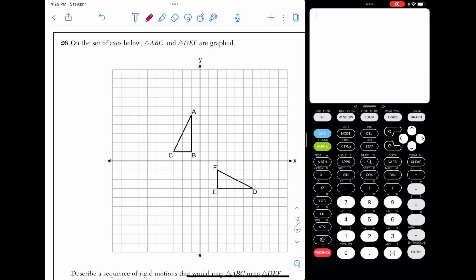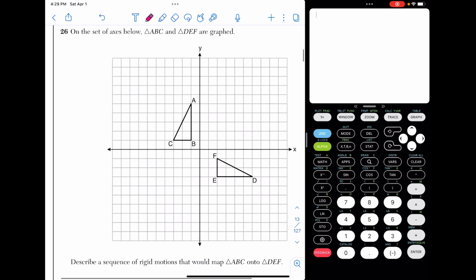Okay, let's take a look at number 26. On the set of axes below, triangle ABC and triangle DEF are graphed. We want to describe a sequence of rigid motions that would map ABC onto DEF. So that tells me that ABC is going to be the pre-image and DEF is going to be the image, the after.